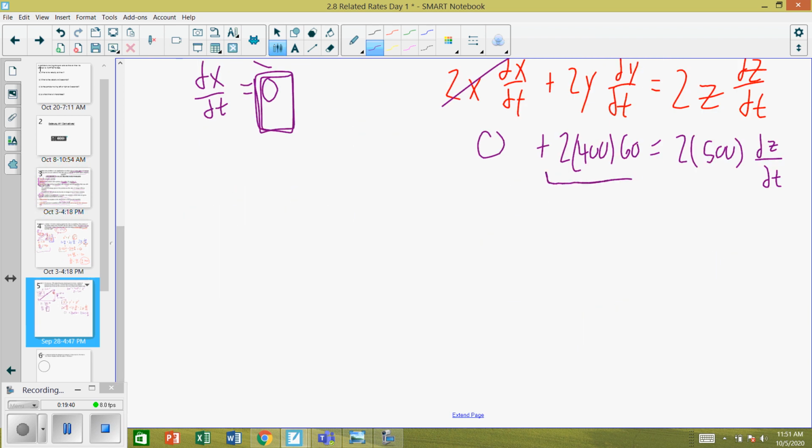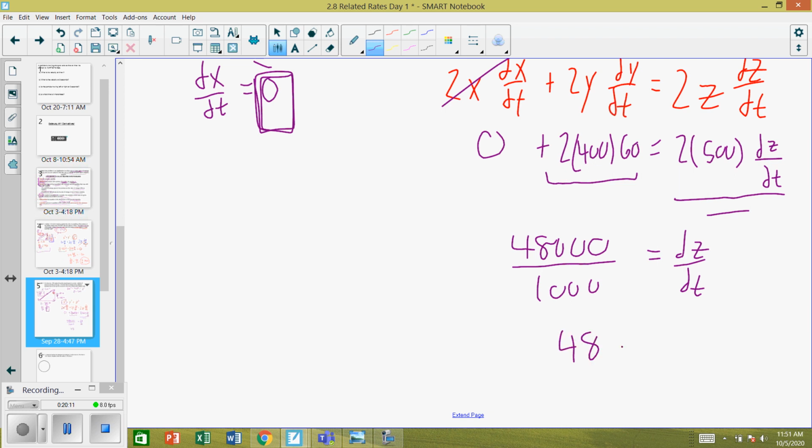Okay, let's simplify it. All I have to do is divide by 1,000. So 800 times 60 is 48,000. Divided by 1,000, if I divide that out, it looks like it's just going to be 48. Is it meters per second? It is meters per second.